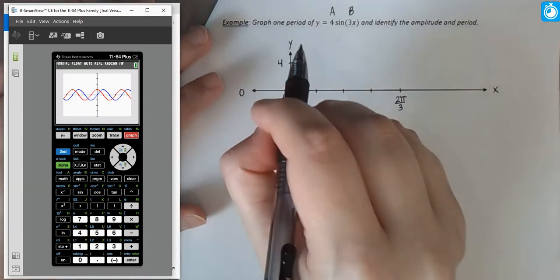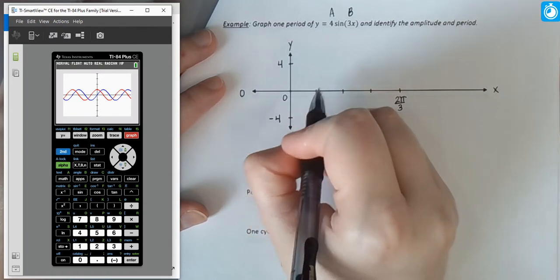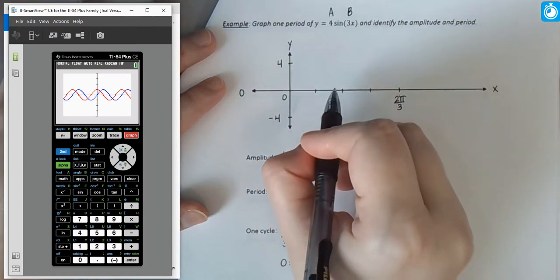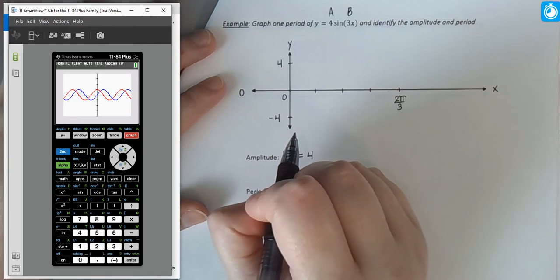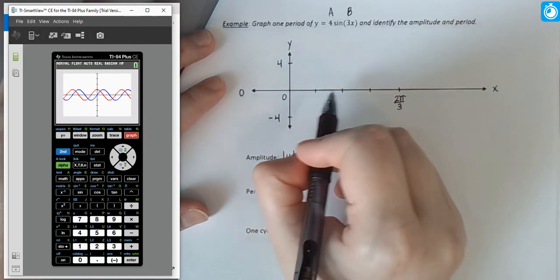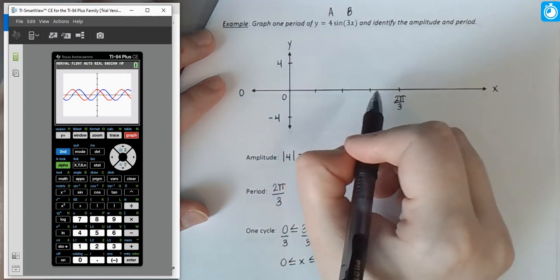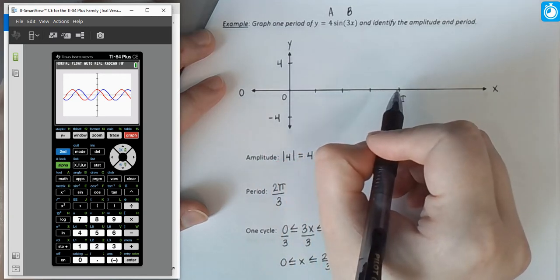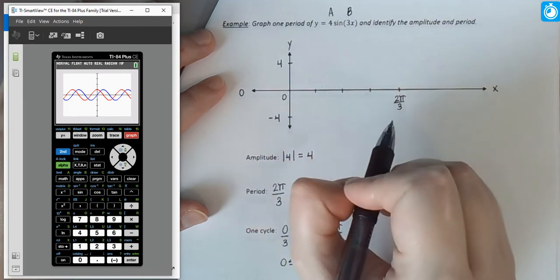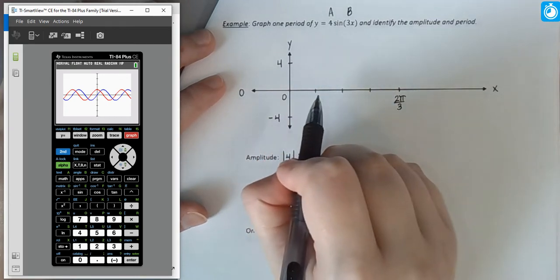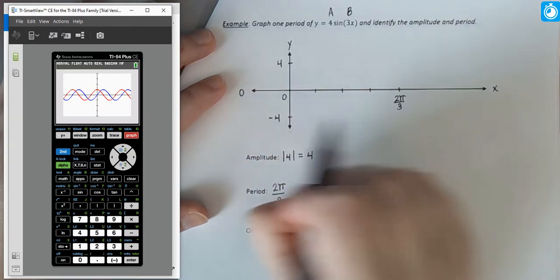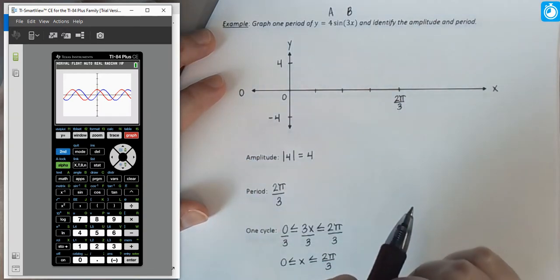So what that means is that we have 1, 2, 3, 4 equally sized intervals on our graph, each one of them representing a quadrant. So here's the first quadrant, here's the second quadrant, here's the third, and here's the fourth to take us back full circle. So how far apart do these marks have to be? How large do things have to be in order to take us, rather than from 0 to 2 pi, from 0 to 2 pi over 3?